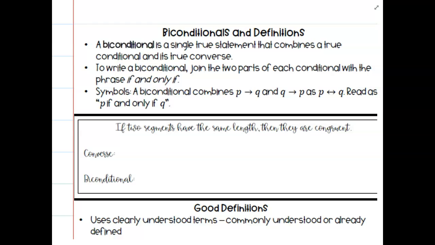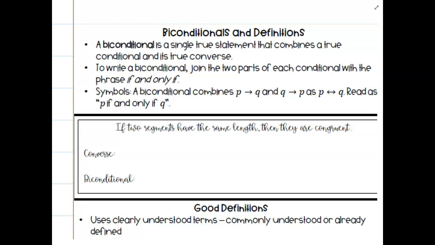What a biconditional is, it takes your conditional and the converse. If you remember, the converse from yesterday is where you swap the hypothesis and the conclusion. So my example, if you are a sophomore, then you will graduate in 2024, has the converse: if you graduate in 2024, then you are a sophomore. If both of those statements are true, you can write what's called a biconditional.